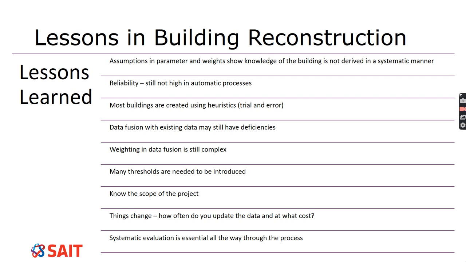The last thing too is systematic evaluation. You need to find a way for every single project that you do to go through and evaluate it piece by piece by piece. Otherwise, if you don't evaluate all the way through, you're going to lose some of your accuracy, you're going to lose precision, you're going to lose your reliability, and then you come to validate it at the end and it's not going to look like what it should. So you need to be evaluating all the way through.